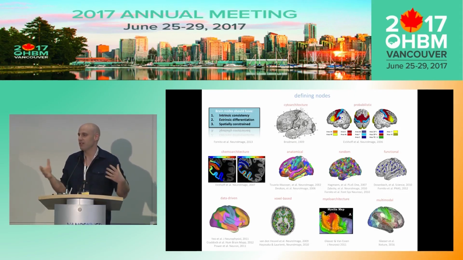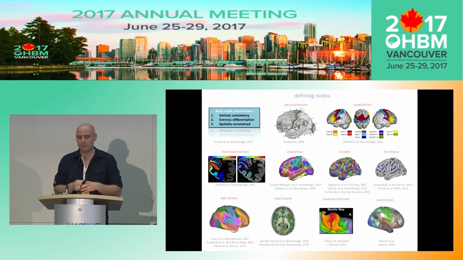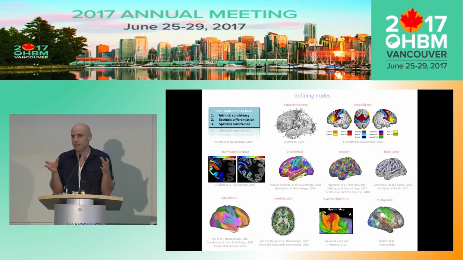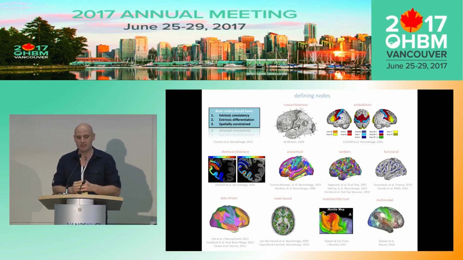So there's lots of different ways to define nodes. And my personal view is that there isn't really any single correct way. It very much depends on the hypotheses and the systems that you're interested in testing. But as a general rule, it is good practice to try and cross-validate your results against a couple of different parcellations, just to make sure that your findings aren't driven by the idiosyncratic properties of however you've decided to define your nodes.